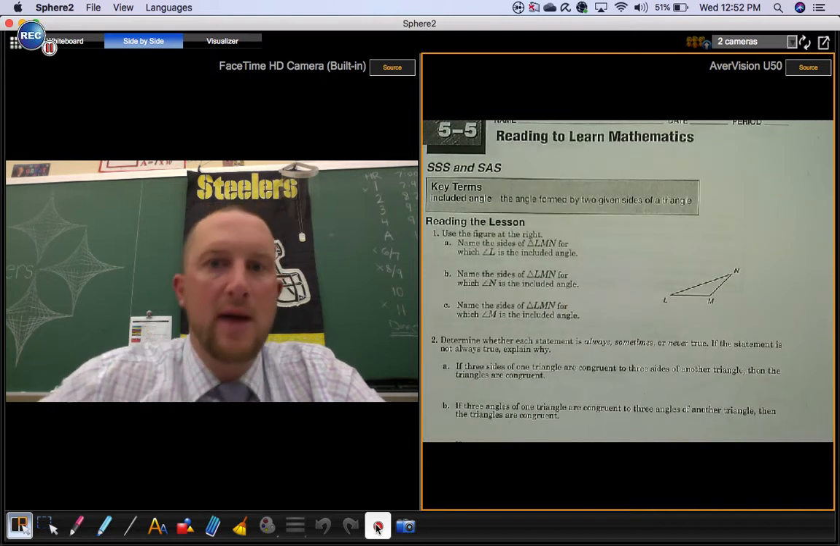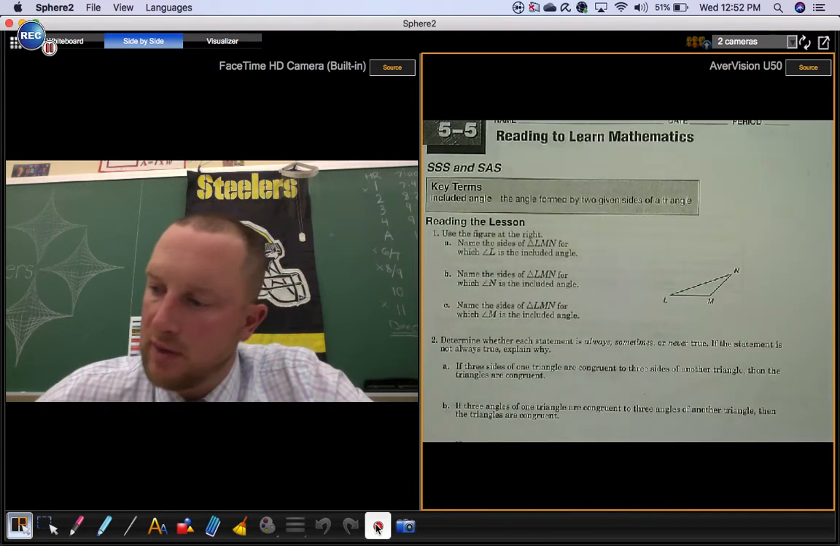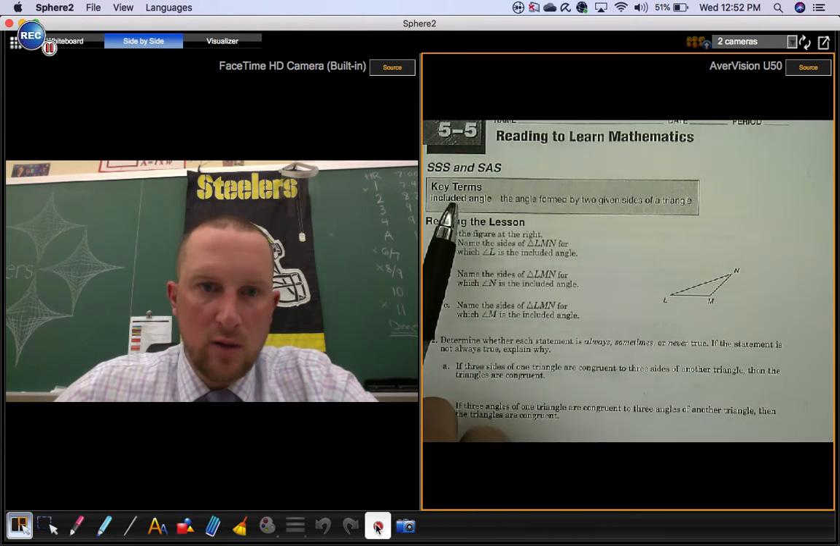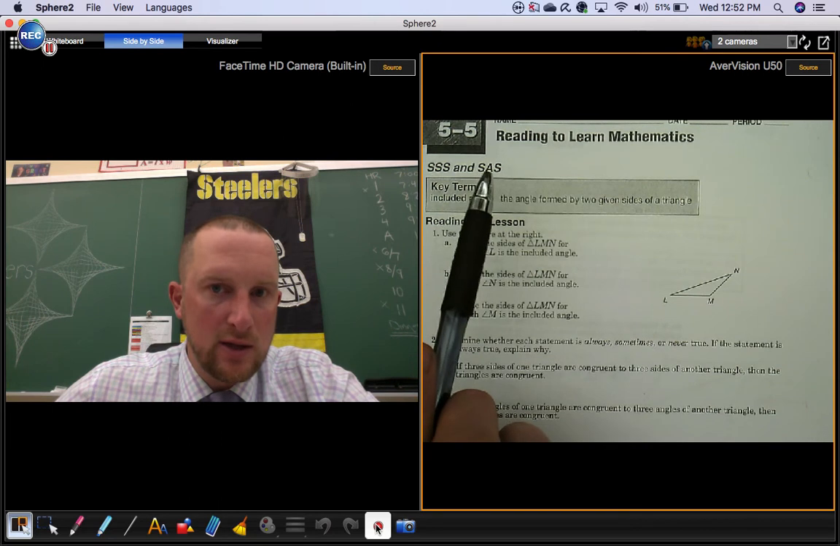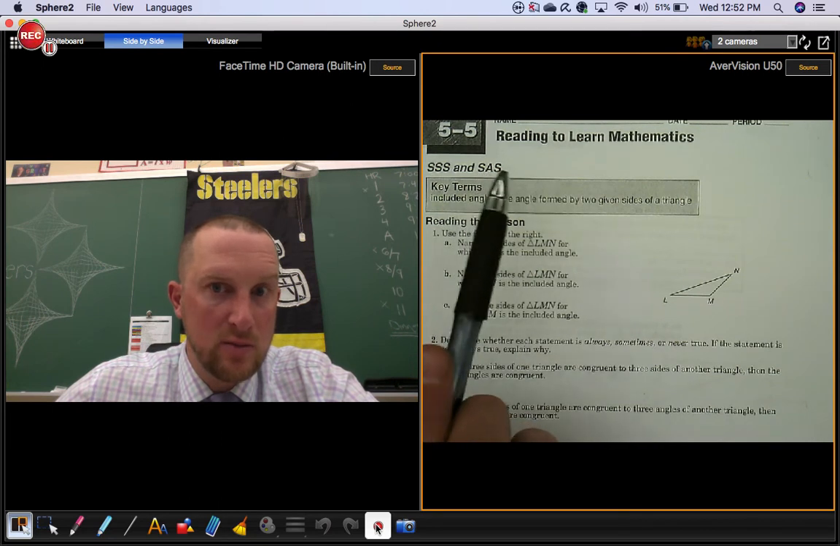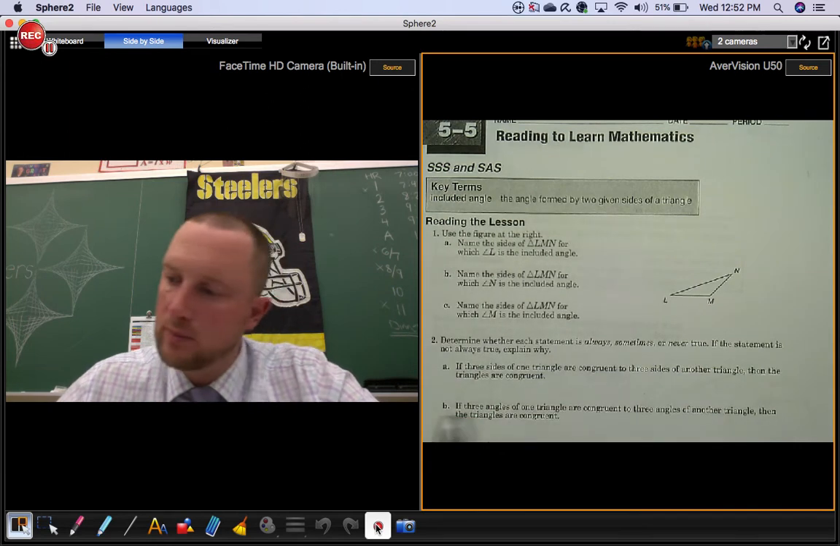This is the reading to learn math for section 5.5. The key term they give you here is included angle. So the included angle would look like this, and side equals side. If you got two pairs of congruent sides and a pair of congruent angles in between, that's the included angle.